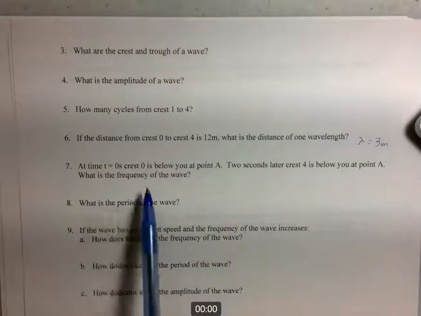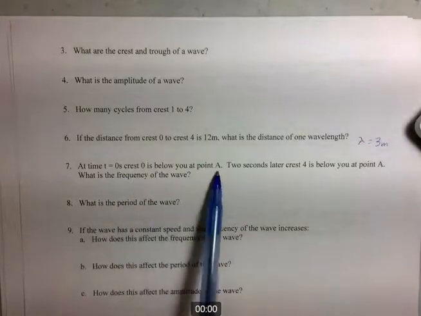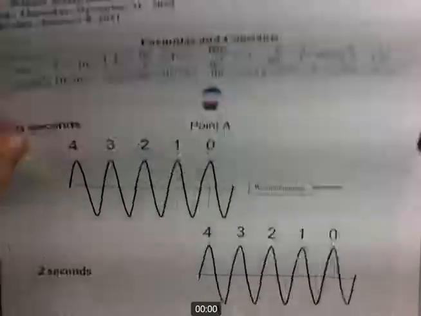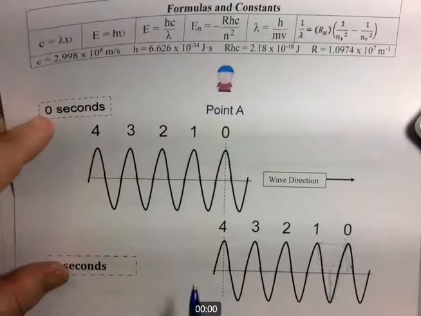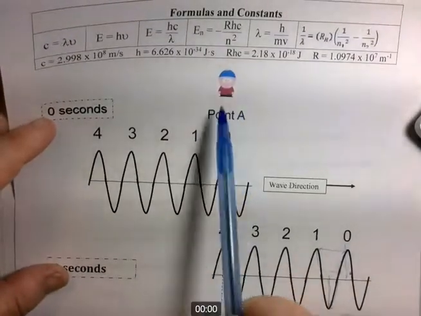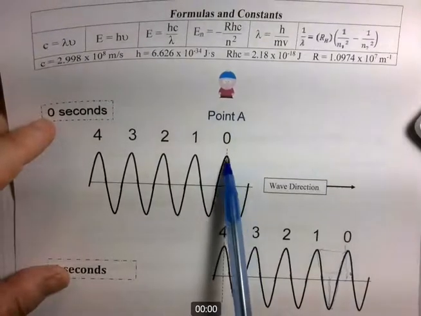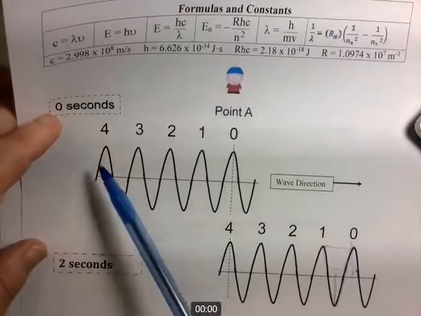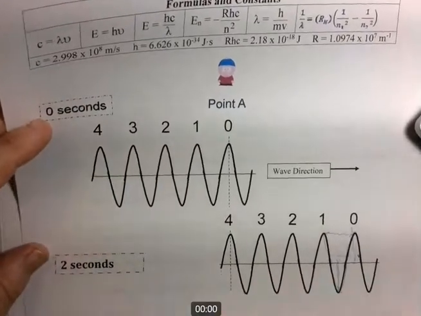All right, next. At time t equals 0 seconds, crest 0 is below you at point A. 2 seconds later, crest 4 is below you at point A. What is the frequency of the wave? So that's what this picture is depicting. Crest 0 is below you. 2 seconds later, crest 4 has moved below you. So how many cycles? 1, 2, 3, 4. How long did it take? 2 seconds.